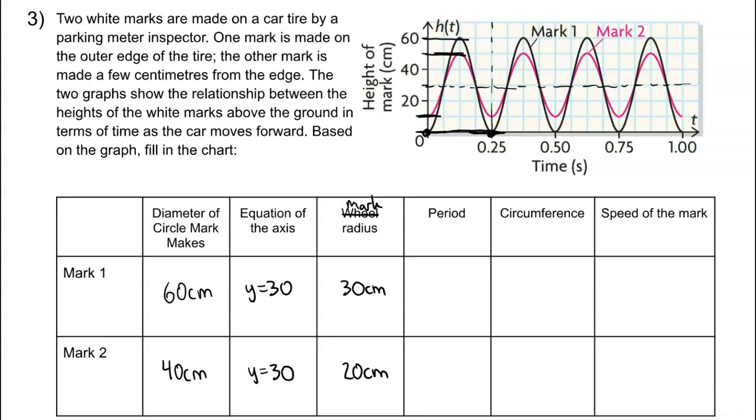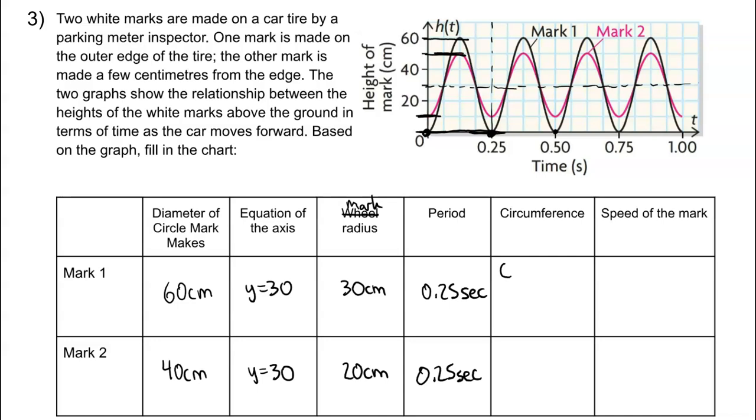Now we look at the period that this takes to go all the way around. Well, you can see that regardless of what function it is, they have the same period because they're going to take the same amount of time because they're at the same point on the wheel to go all the way around. So the period is 0.25 seconds to get from a minimum to a minimum, and then another 0.25 seconds to get the next minimum, etc.